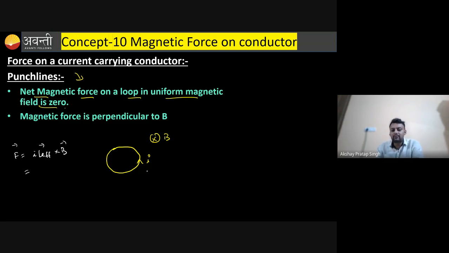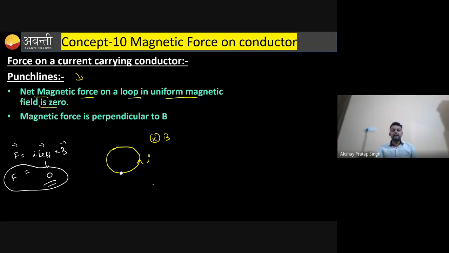Now, what is L effective? You can see that if current starts from this point, after completing the loop, it ends at the same point. Can you see that? L effective in this case is zero. And if L effective is zero, this whole term will become zero. So the magnetic force on the loop is zero.